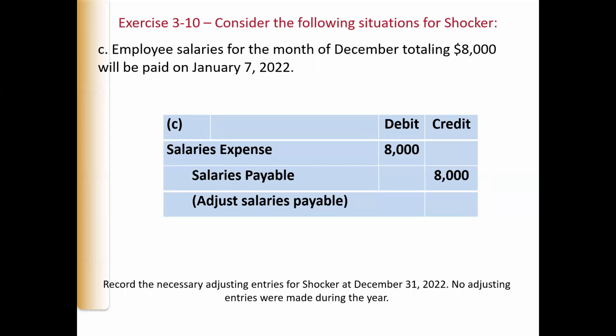Employee salaries for the month of December, totaling $8,000, will be paid on January 7th. So they're telling us those salaries have been incurred, we just haven't paid it yet. That's why we debit our salaries expense and we credit our salaries payable.